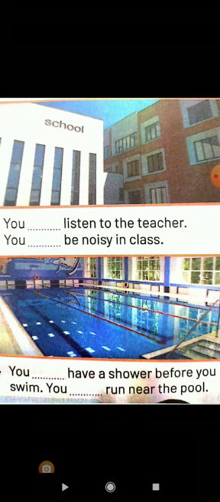The last sentence, have a shower before you swim. Run near the pool. Sure, it will be you must have a shower before you swim, and the second answer will be mustn't. You mustn't run near the pool. This means that it's not allowed for you to run near the pool.